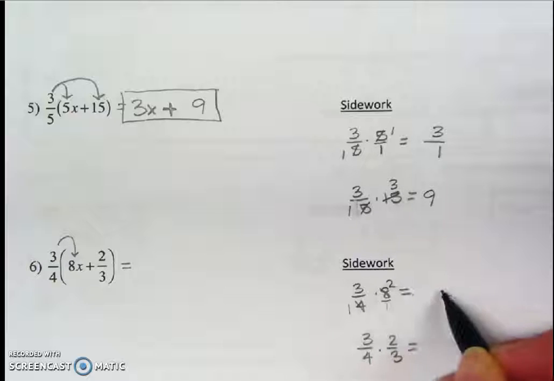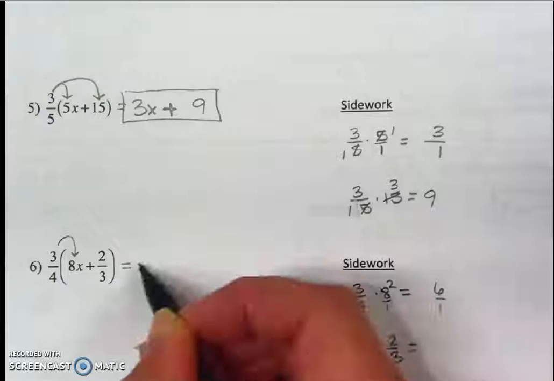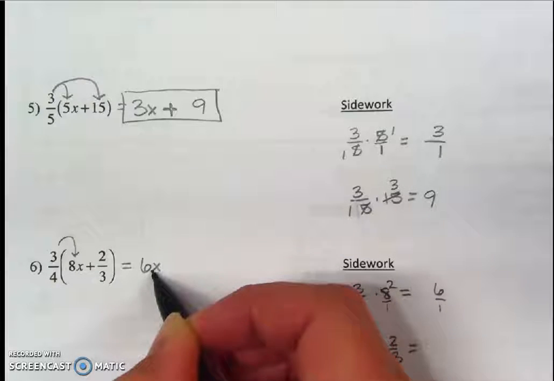3 times 2 is going to give me 6. And down here I just have a 1. And so I would get 6x.